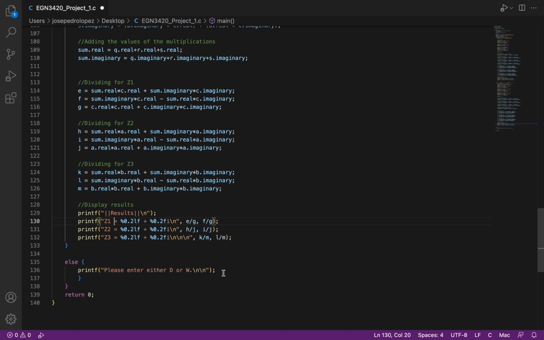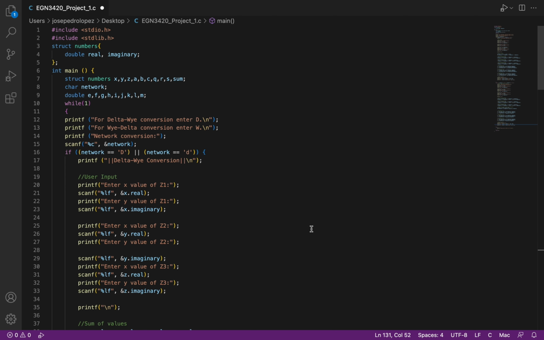If the user does not enter D or W, they will be prompted with a sentence that will ask them to please enter it, and they will repeat the process to enter it the second time. So this is my script for the project 1.